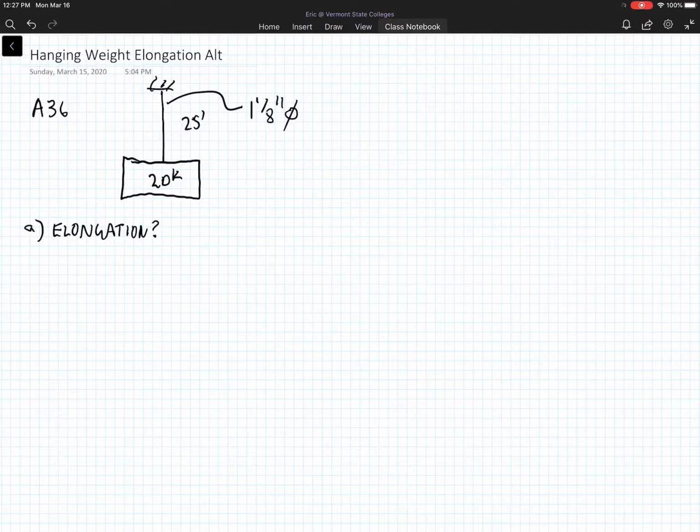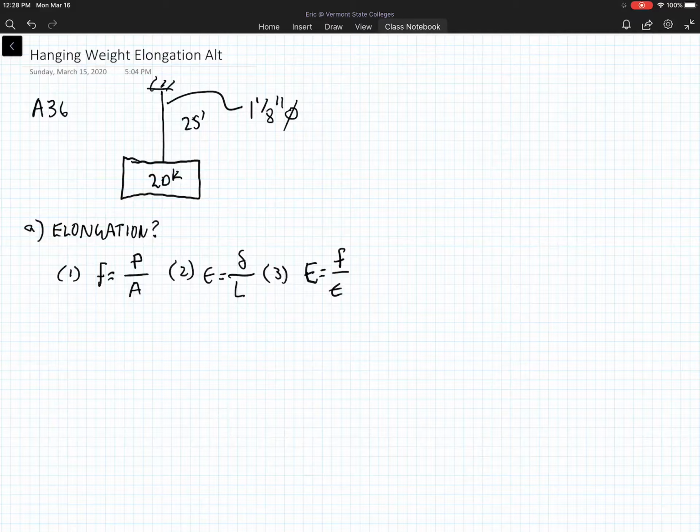Now, we have an elongation formula, but we're not going to use that today. We're going to try to use our basic formulas. The first one is stress is equal to the load divided by the area. The second one is the definition of strain, which is elongation divided by length. And the third one is the definition of the modulus of elasticity, capital E, is equal to stress divided by strain. Our three basic formulas.